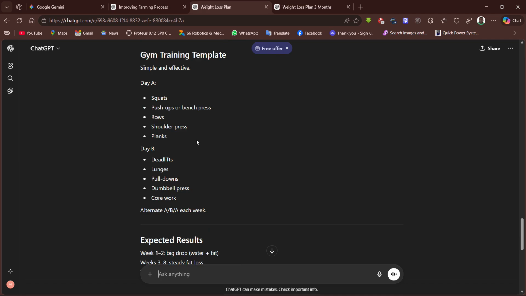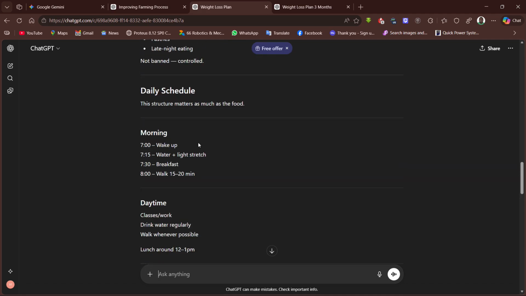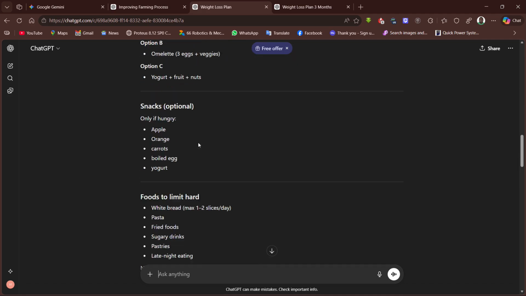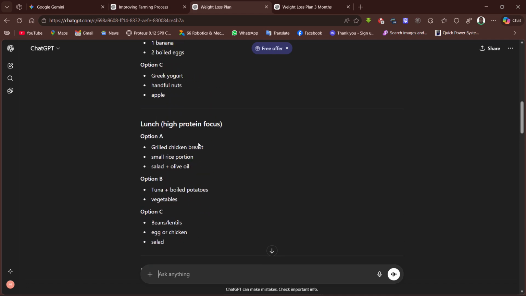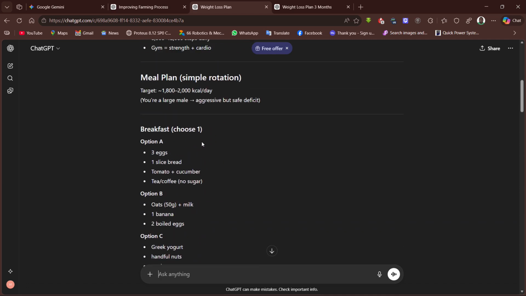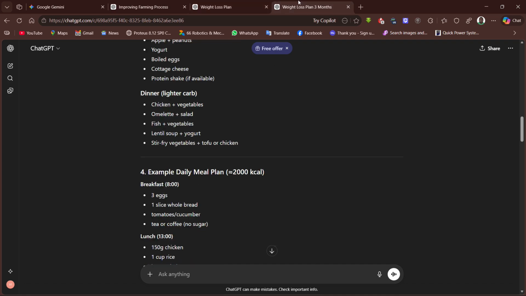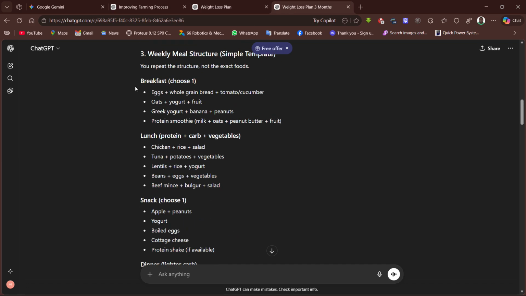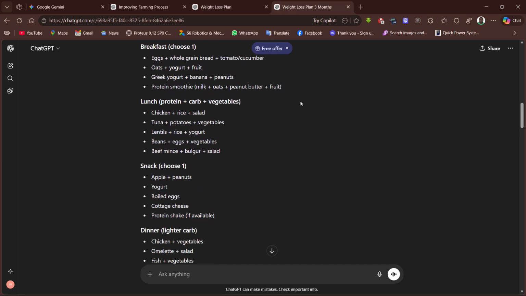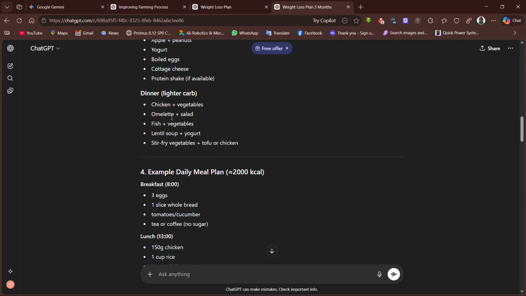This response is better because we did not get a weekly meal structure in this other response here. Did we? Oh, we did. But if you look at the weekly meal structure, it's not as in depth as this one. Look at this one. We have breakfast optional, option A, option B, option C. We come back here. We have breakfast. Choose one. It provides the options. In my opinion, this is better structure.